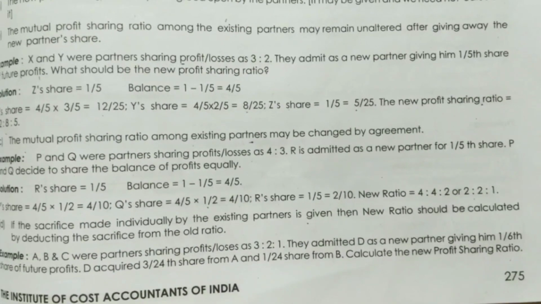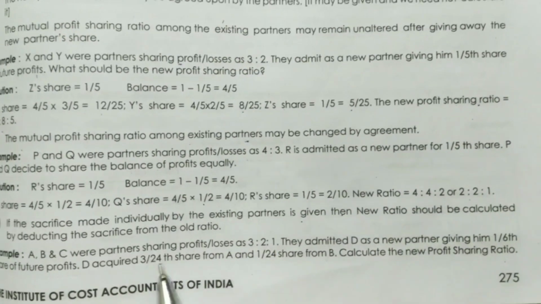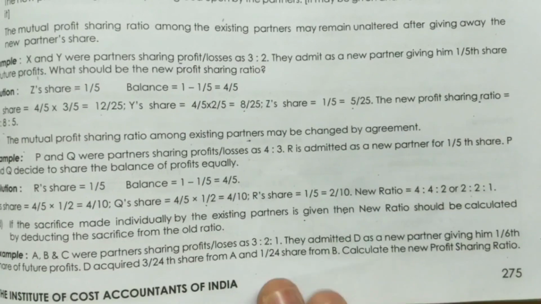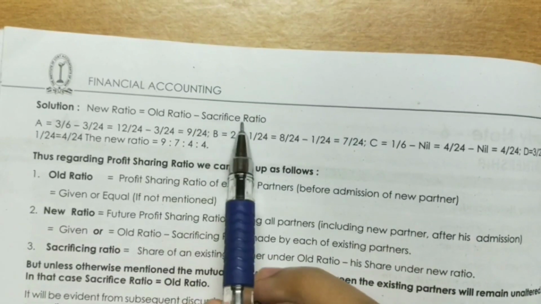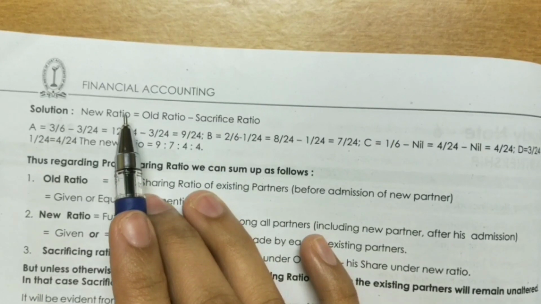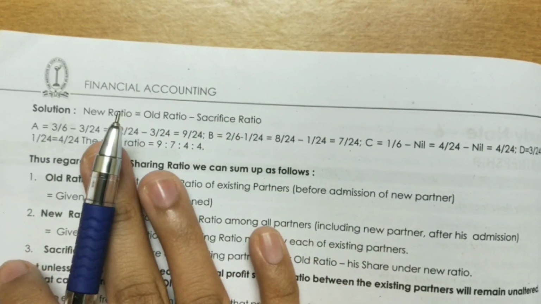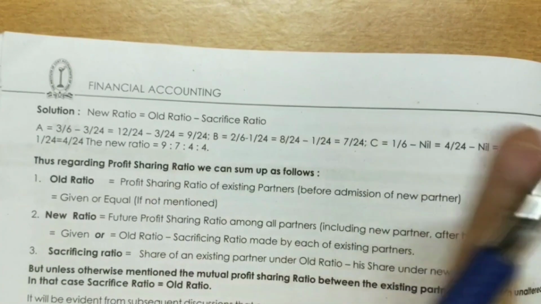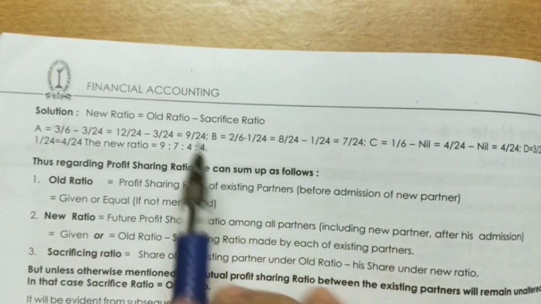So we have to cross multiply it. Only after cross multiplying and making the denominator the same can we find the new profit sharing ratio. Now let's do that. This is the equation where we are just deducting the sacrifice ratio from the old ratio. So now let's see 3/6 minus 3/24. After cross multiplying, the final answer we get is 9/24. Likewise for B, we are subtracting 1/24 from 2/6. So the final answer becomes 7/24 after all that cross multiplying.